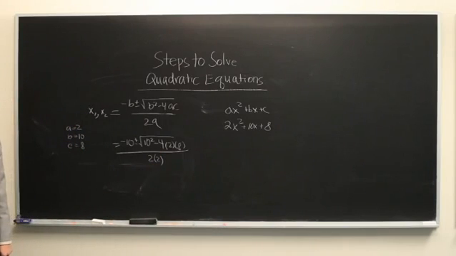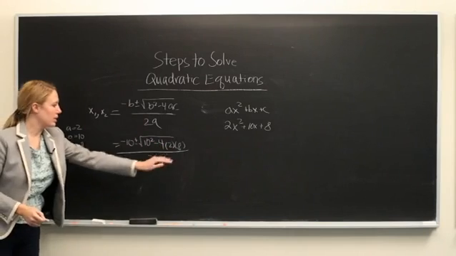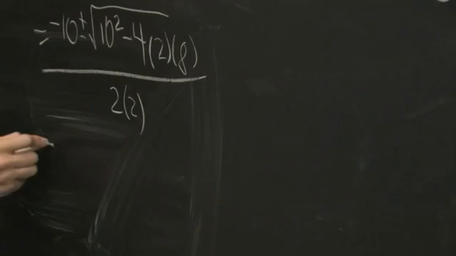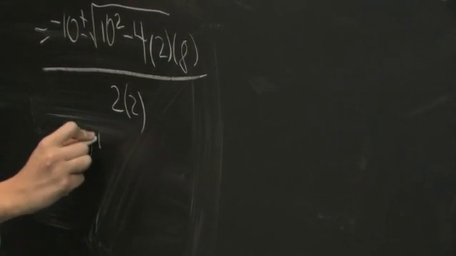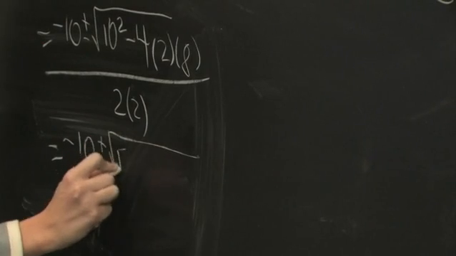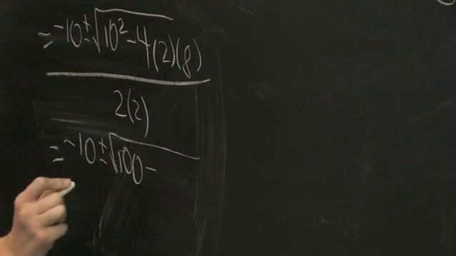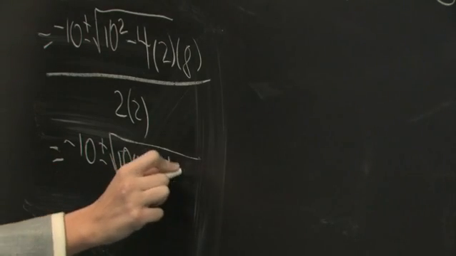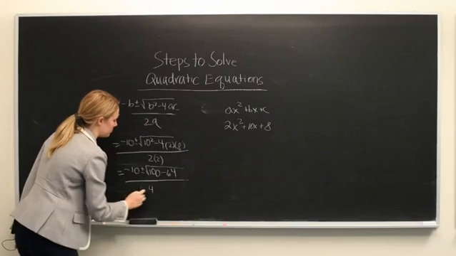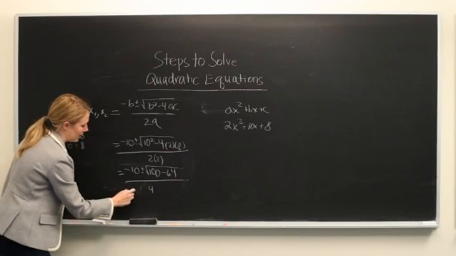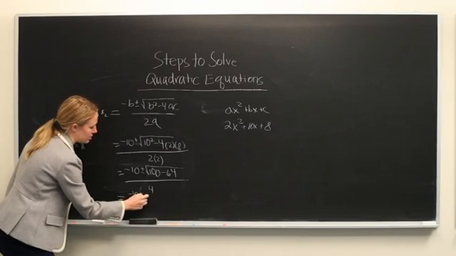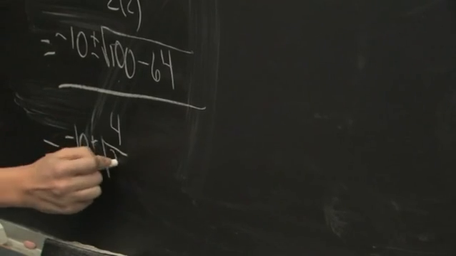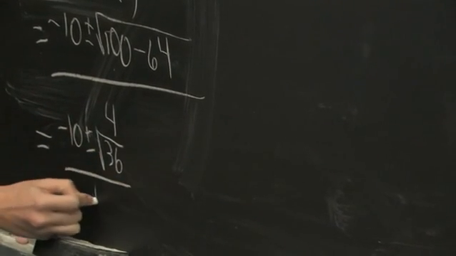So now what we want to do is go through and calculate what these values are so we can figure out what x1 and x2 should be. Minus 10 plus or minus the square root of 100 minus 4 times 2 is 8. 8 times 8 is 64, all over 4. This will be equal again, minus 10 plus or minus the square root. 100 minus 64 will give us 36, all over 4.